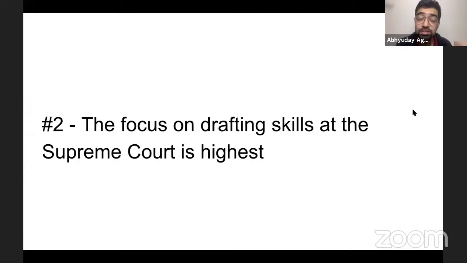Second, focus on drafting skills at the Supreme Court is the highest. This is the one court where people care the most about having the right quality of drafting.